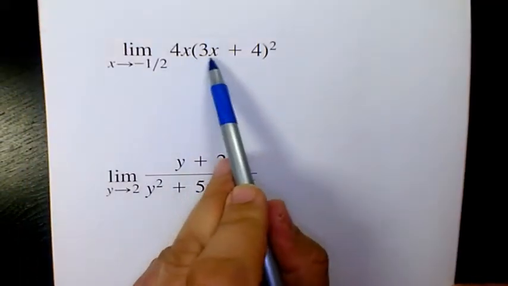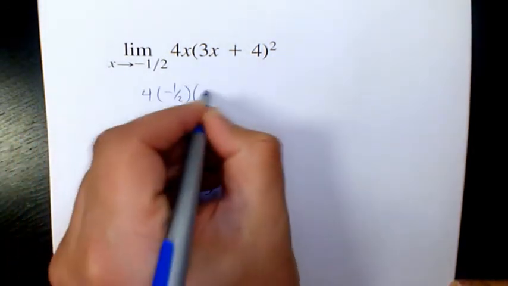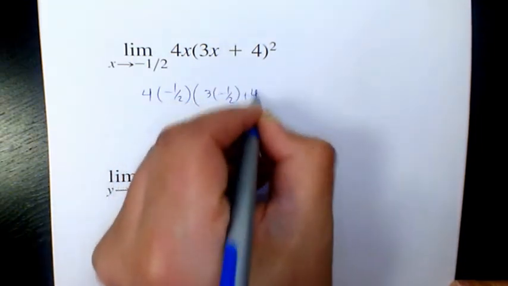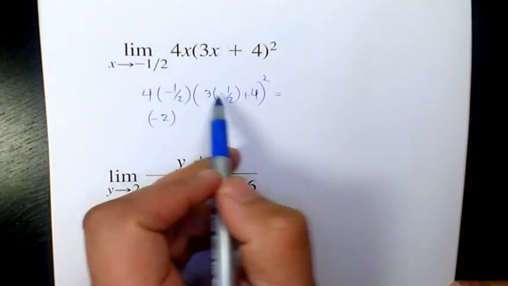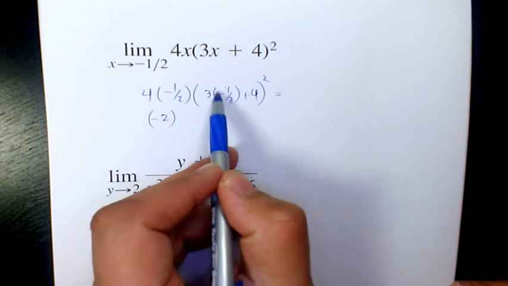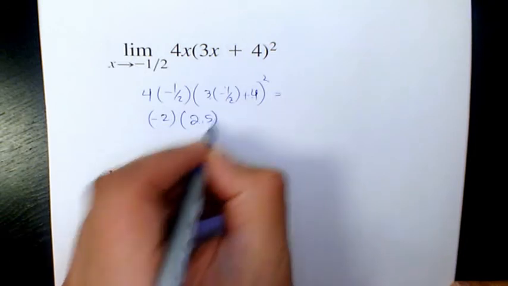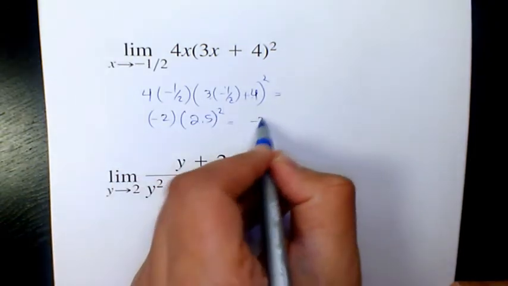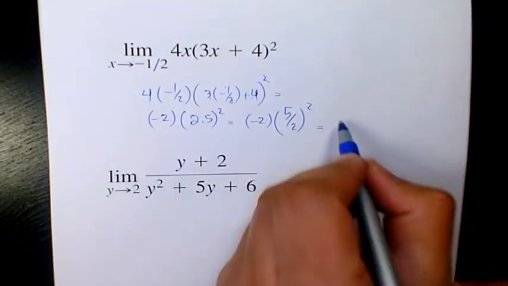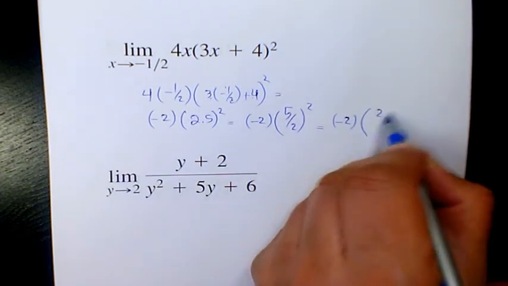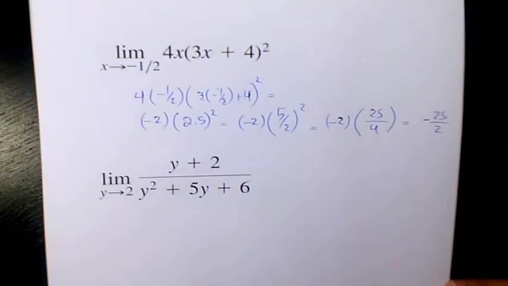Limit of 4x times (3x + 4) to the power of 2. It's going to be 4 times negative 1/2 times (3 times negative 1/2 plus 4) to the power of 2. This 4 times negative half is negative 2. 3 times negative half is negative 1.5. 4 minus 1.5 is going to be 2.5 to the power of 2, which you can write in terms of fractions as well. That's going to be negative 2 times 25/4, which will be negative 25/2.